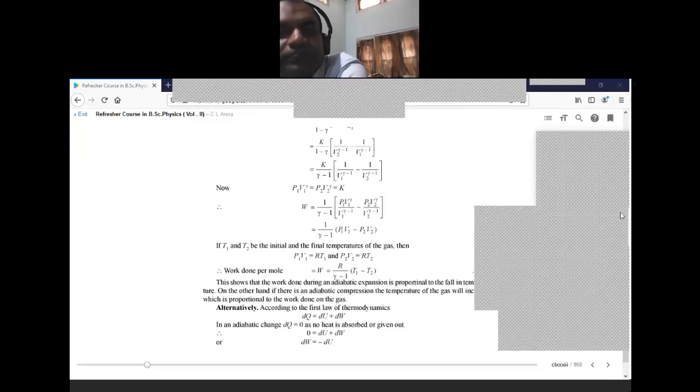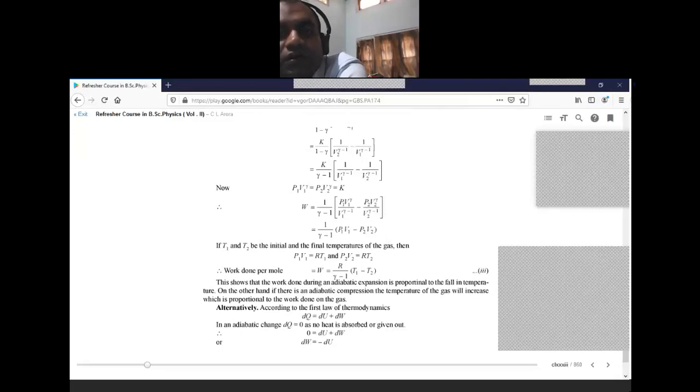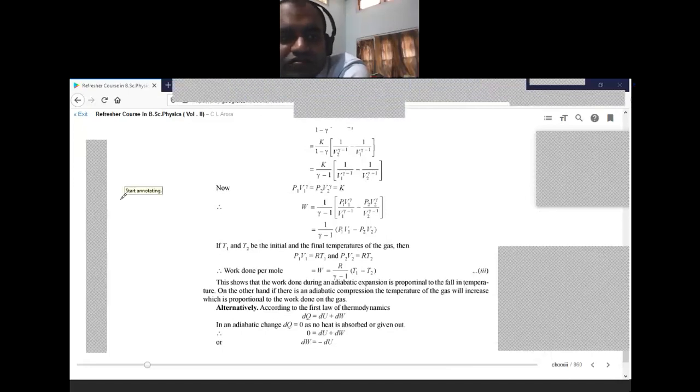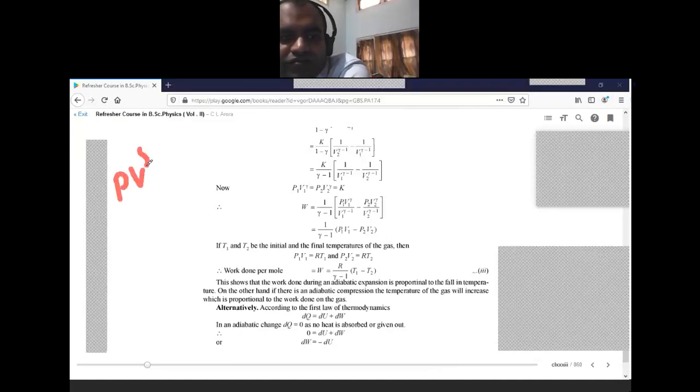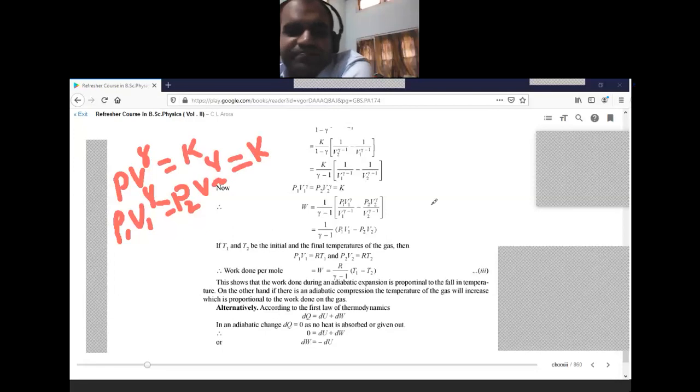But again, we have learned about this. P1... Somebody has written something in chat? Where is the annotation? So we have already learned about this. PV to the power gamma is a constant, right? This one we have learned. When the gas is changing its pressure from P1 V1 to P2 V2, then we can also write like this: P2 V2 to the power gamma equal to K. We can also write like this.